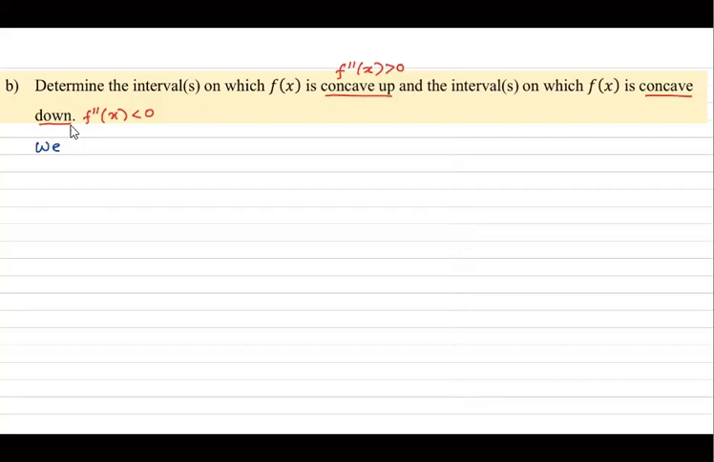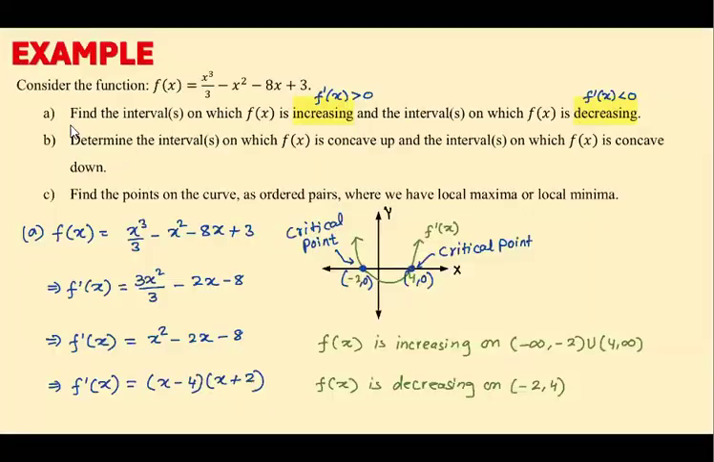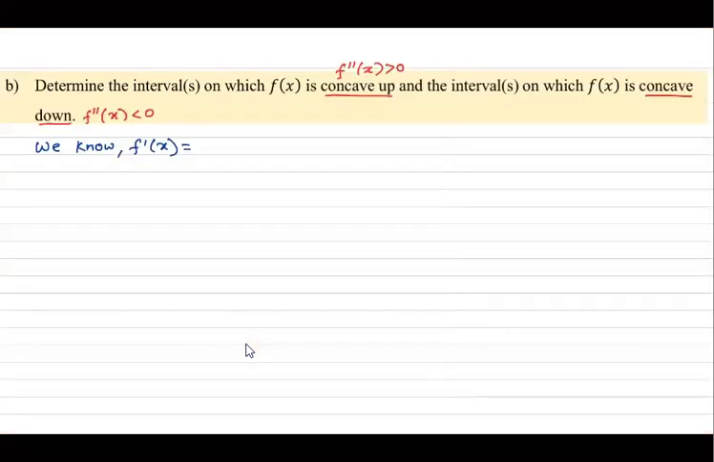What we already know from the first part is the first derivative. The first derivative of the function is, let me go back and show you, x squared minus 2x minus 8. That is the first derivative. So the second derivative will be, you find the derivative again. The derivative of x squared is 2x. And then minus, derivative of 2x is 2. And derivative of 8 will be 0.